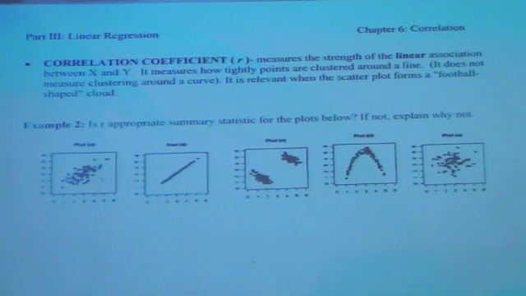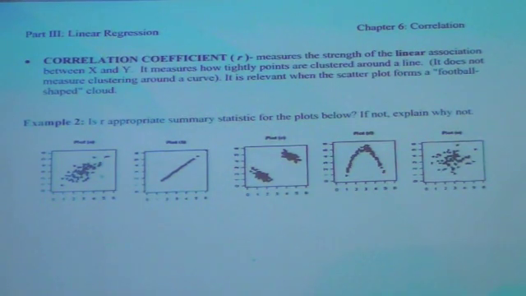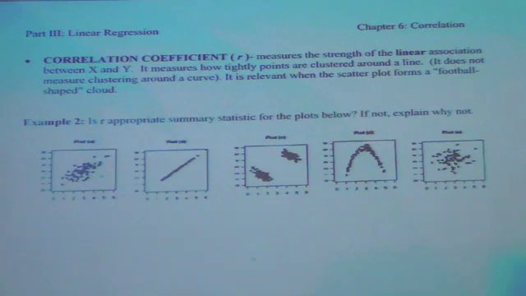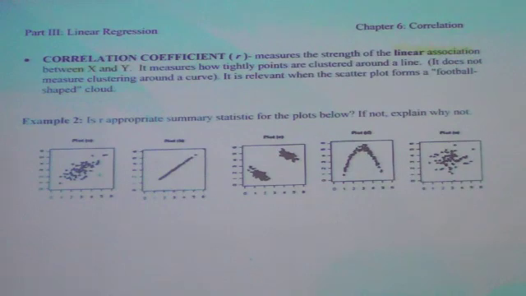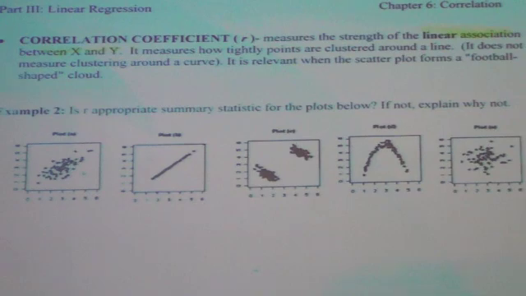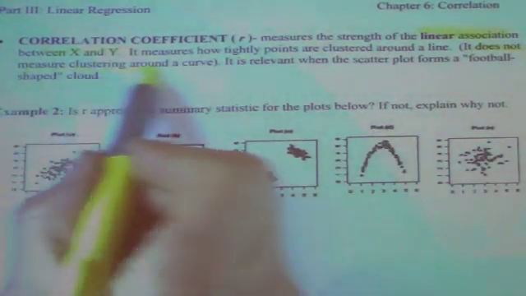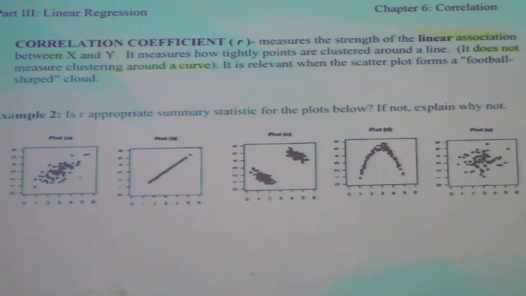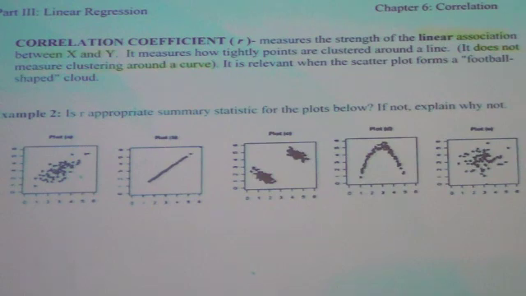Now, okay, so this correlation coefficient, this association that we're talking about, measures the strength of a linear association between the two variables. It measures how closely the points hug a line. It does not measure clustering around a curve. It can be deceptive if you have a curvilinear relationship.